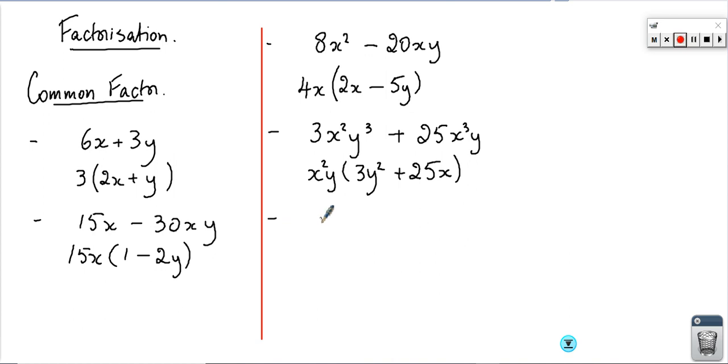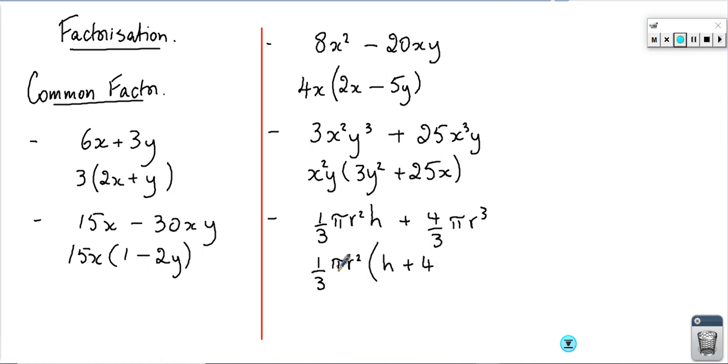Another example. 1/3 pi r squared h plus 4/3 pi r cubed. As we can see, this time we have different numbers and also we have fractions. I can notice that dividing by 3, 1/3, is a common factor. So I'm going to take out that, so it's 1/3, and then I have pi, and I have r squared. So 1/3 pi r squared, open brackets, h, because 1/3 pi r squared cancels out, I'm left with h, plus 4/3 divided by 1/3, taking out the 3, is a 4, pi cancels out, r cubed divided by r squared is r. So I'm left with h plus 4r. So that's 1/3 pi r squared into h plus 4r.